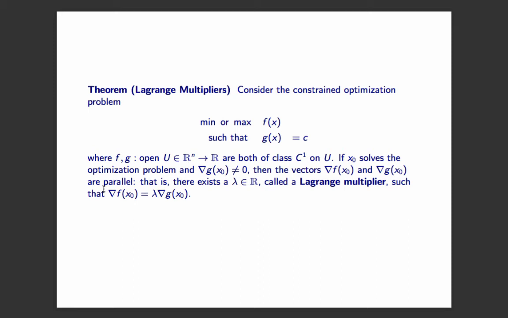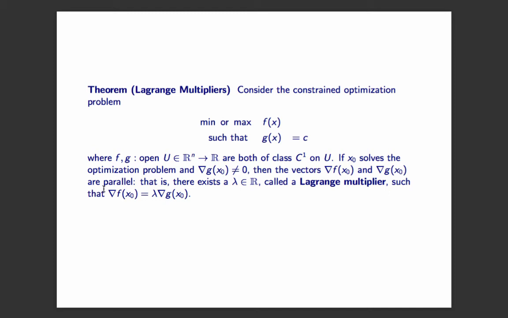If x naught solves the optimization problem and the gradient of g is not 0 there, then the vectors, the gradient of f at x naught and the gradient of g at x naught, are parallel, which means that they're equal to a scaling of each other, and that scaling is called the Lagrange multiplier.